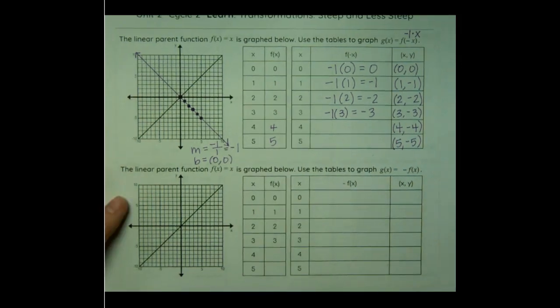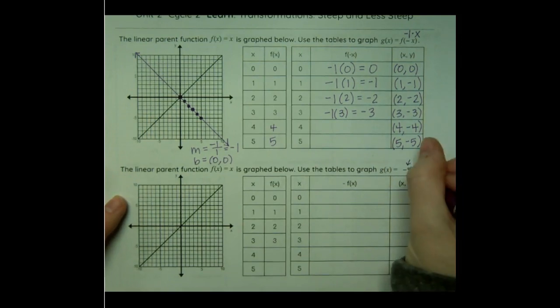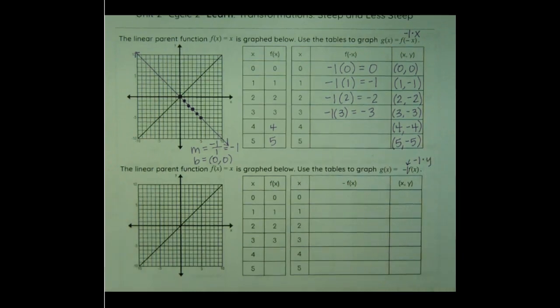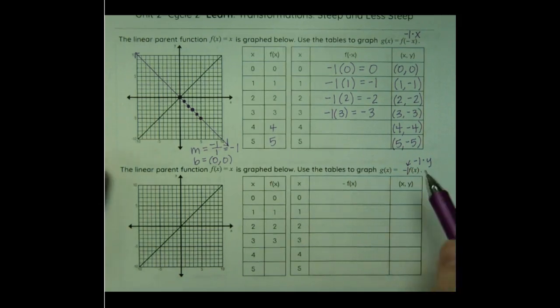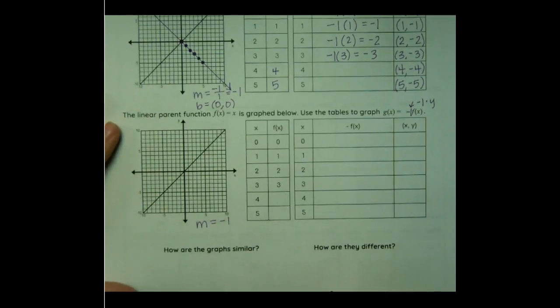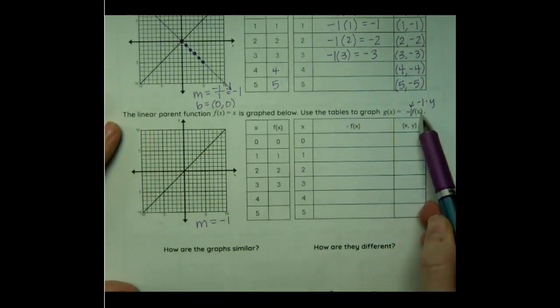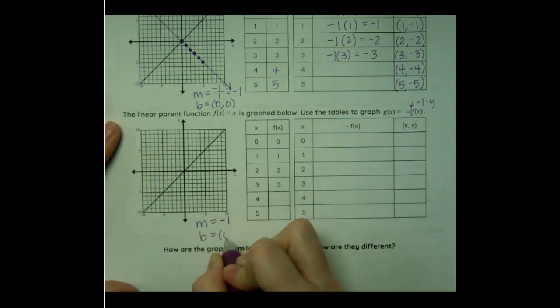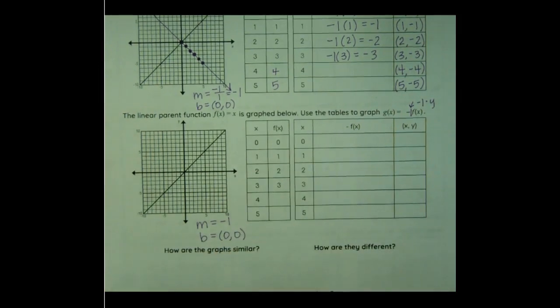Let's try and see if the negative on the outside changes anything. So this is a negative 1. So negative 1 times y. Just like on the other page, we know that this is going to be our slope, this negative 1. So m equals negative 1, and I haven't changed anything on the outside over here, or on the inside. So my y-intercept is still 0, 0.